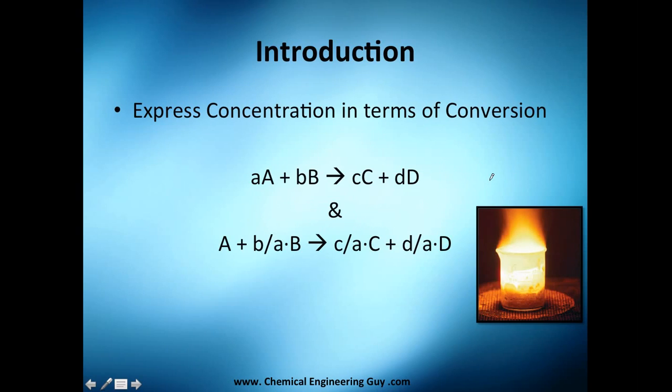So remember this. Okay, let's have this reaction here. We got little capital letters are the species, and these are the stoichiometric values A, B, C, and D. First thing first, you want to relate everything to our limiting reactant, in terms of our limiting reactant. So that's why we are dividing by A.